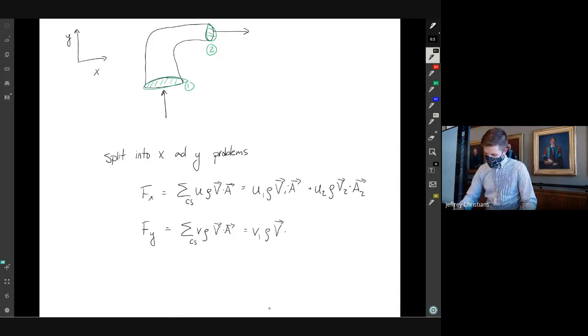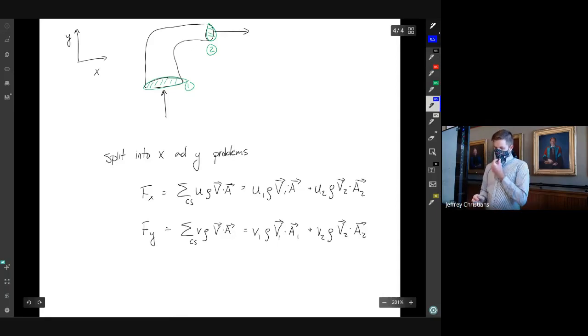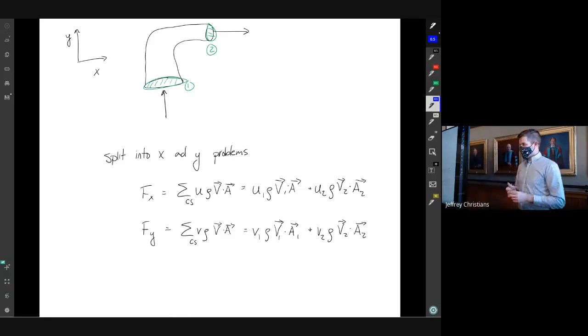Rho. Capital V vector is the velocity vector. So 2 slightly different things. I don't think it'll be till Monday before we really start to parse out how that is different. V1, V2, we should have 1s on them, V2 rho dot A2. So you're going to be solving these 2 problems independently. You can look just at X first, then just at Y.